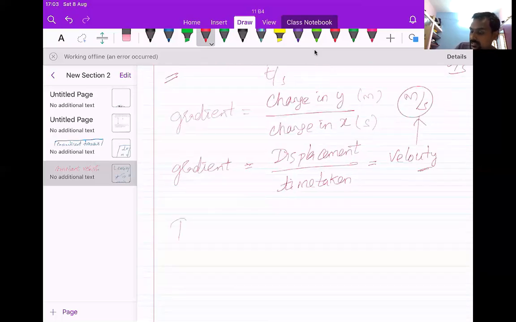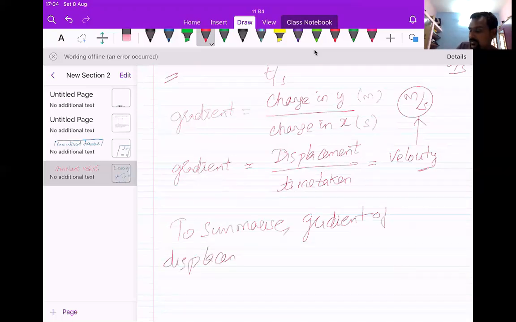To summarize, the gradient of displacement time graph provides velocity.